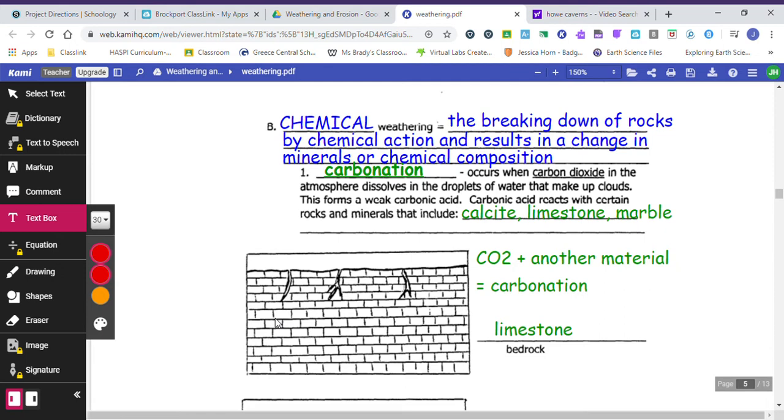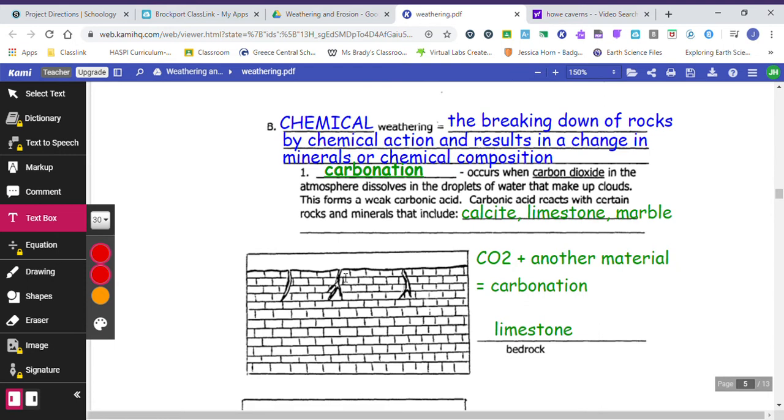well, calcite is a mineral, but limestone is a rock. Marble is a rock. It's a metamorphic rock. And those two rocks are made up of calcite. Now, when you add carbon dioxide to some other kind of a material like water, it's called carbonation.